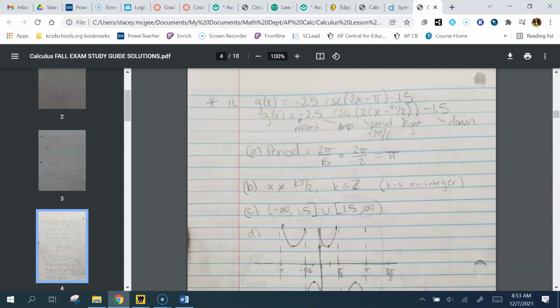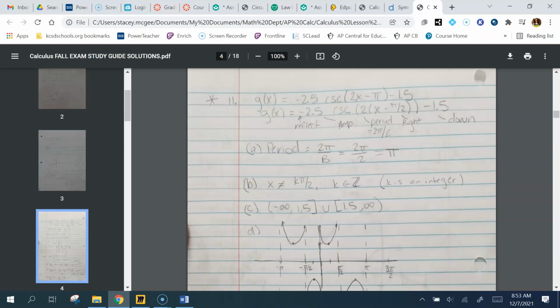So period is always 2 pi over b, okay? But you got to get your b from the equation. So that's what period is, pi. What did part B ask you? Everybody struggles with this. Part B is the domain. So again, where is my sine 0? But then I have to shift it, right? So here, reflect. That just means like negative.